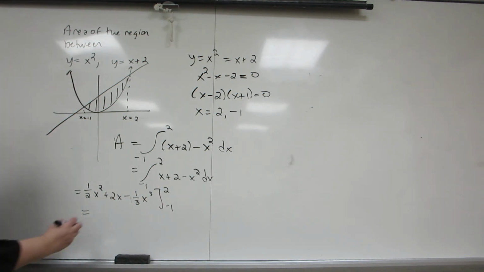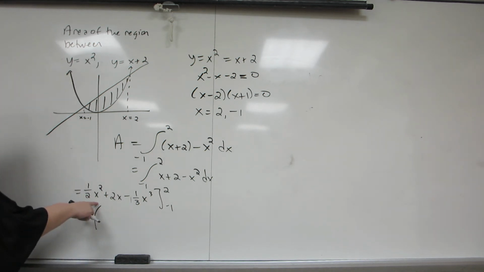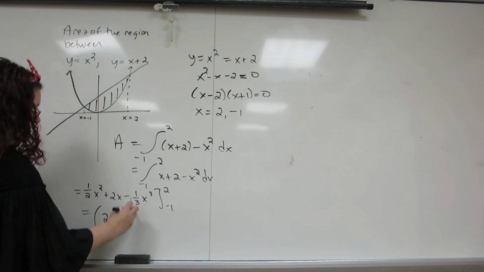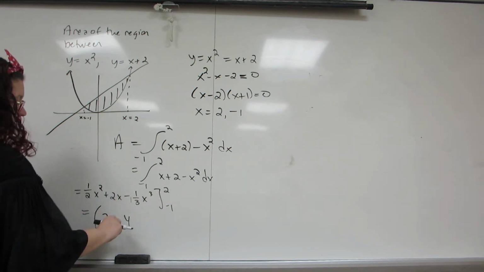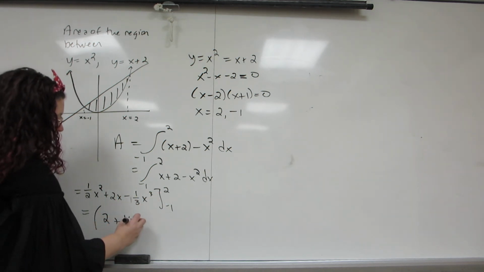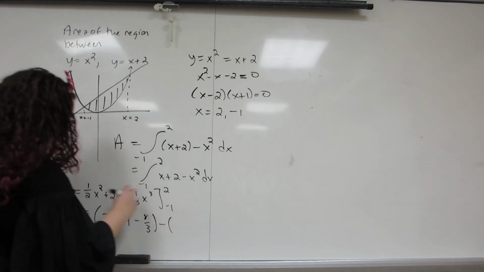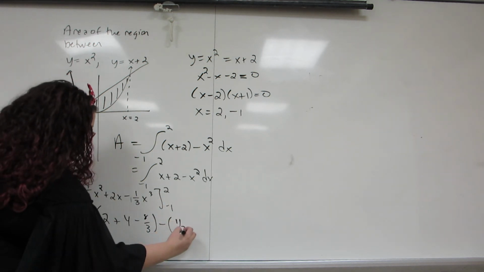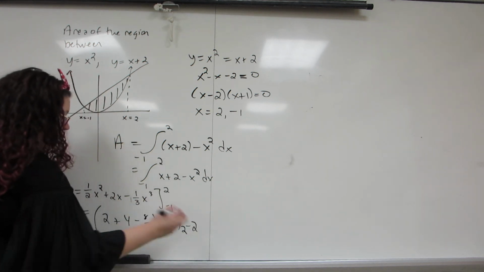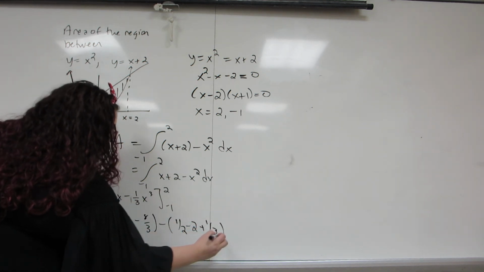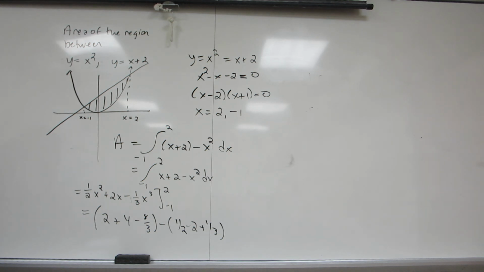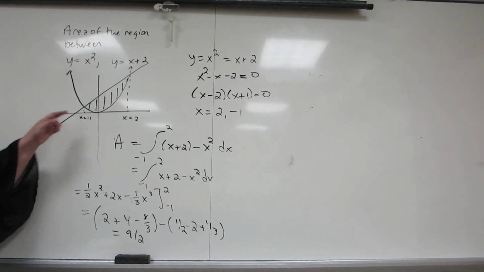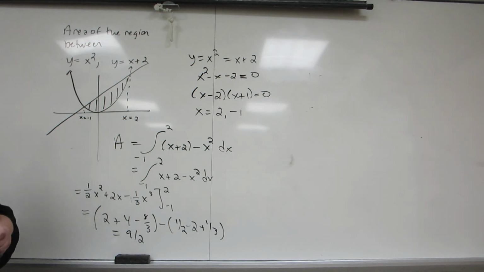So 2 squared is 4, times 1/2 is 2, plus 2 times 2 is 4, minus 2 cubed is 8, times 1/3 is minus 8/3. Now I'm plugging in -1. -1 squared times 1/2 is 1/2, minus 2 plus 1/3. And when we add these, we get a result of 9/2 for our area between these two curves.